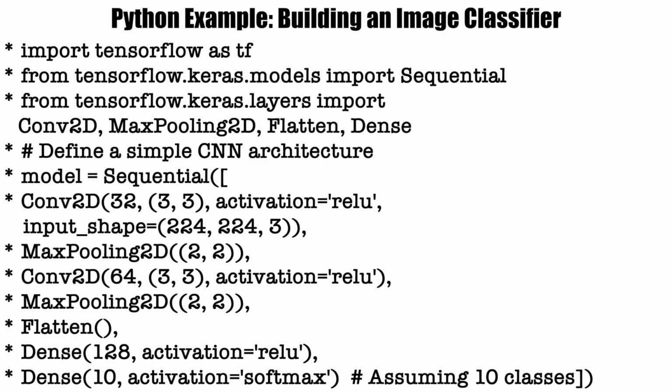We need to import the libraries TensorFlow and Keras. After that, we have to define a simple CNN architecture. As we already discussed, we have to take all the values, activation functions, pooling layers, dense layers with the activation function. First we have to use ReLU. Again we are using ReLU only. Then in the dense layer we are using softmax. Here we are assuming 10 classes.